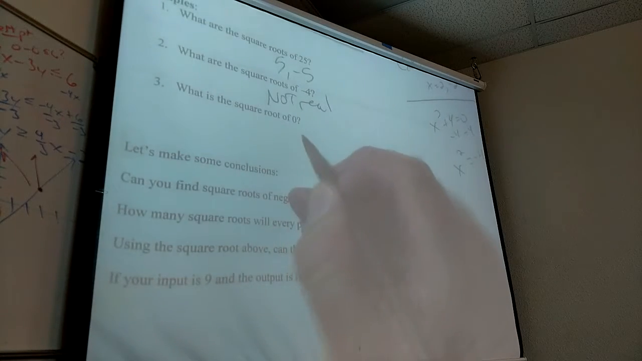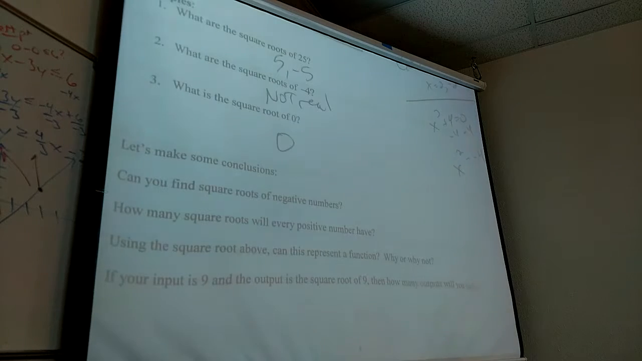What's the square root of 0? That's the one number that has only one square root, because there is no positive 0, negative 0.